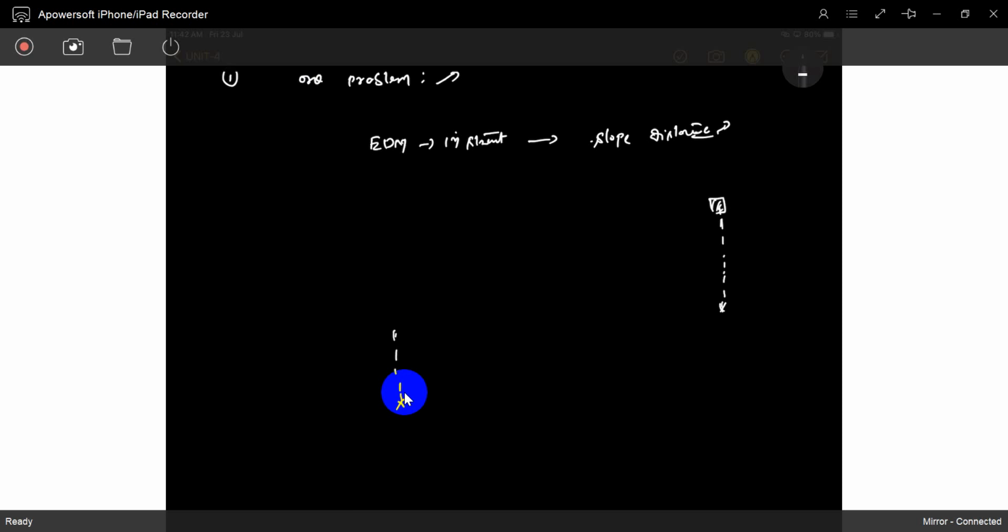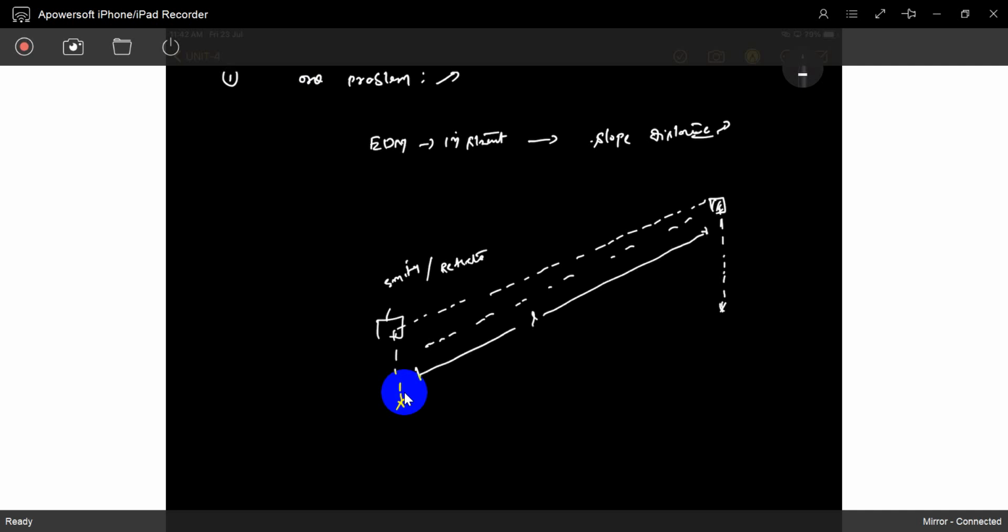You send a signal, it will go and reflect back. It will come like this. So it has an emitter and a reflector. If you see what is the distance, you will get this slope distance, not this distance. Understood? You can't get the horizontal distance or a straight line distance in these EDM instruments.